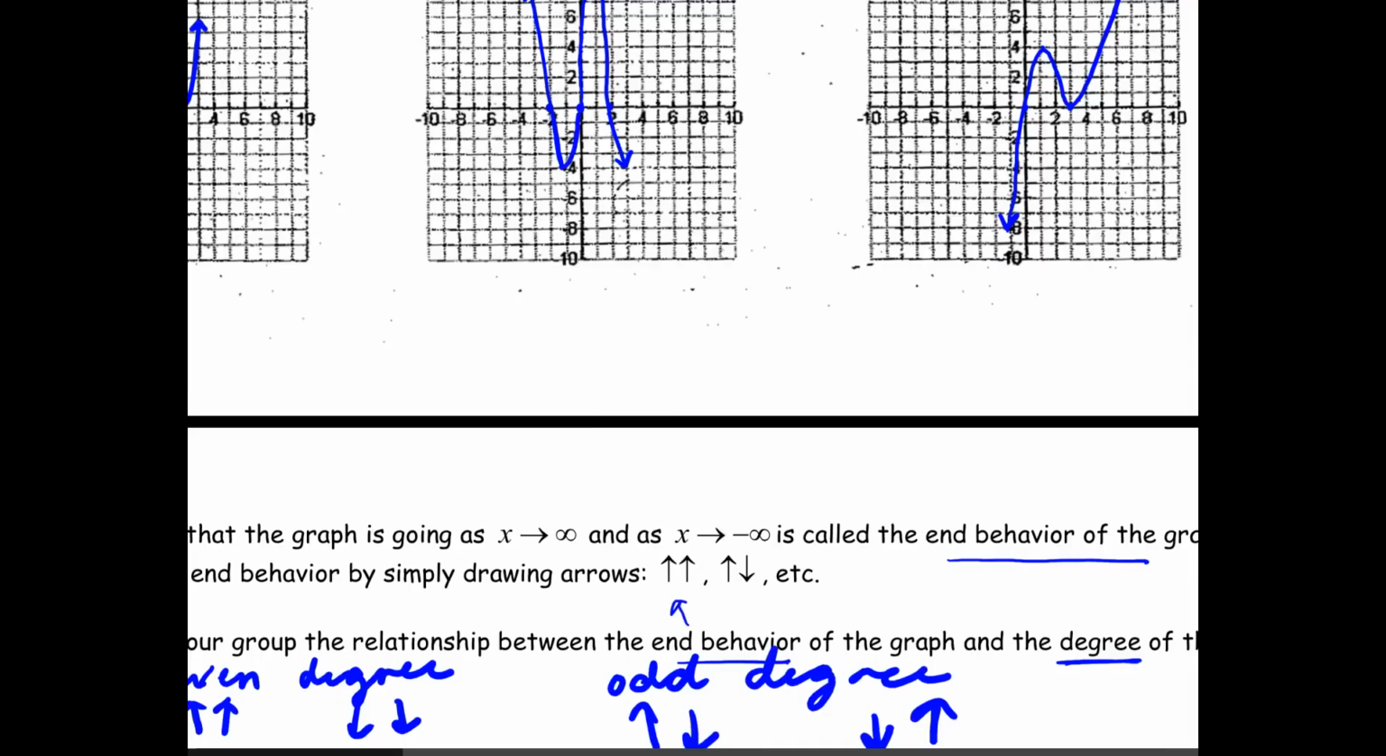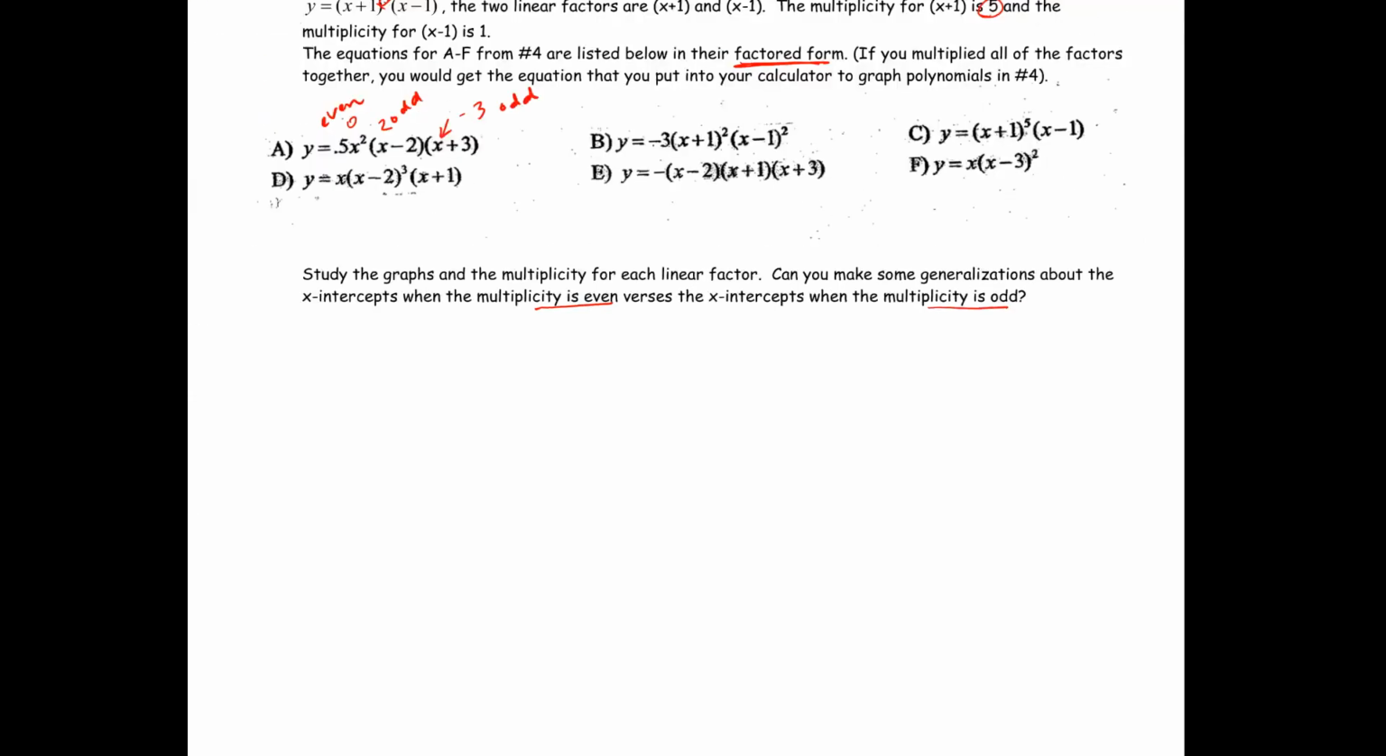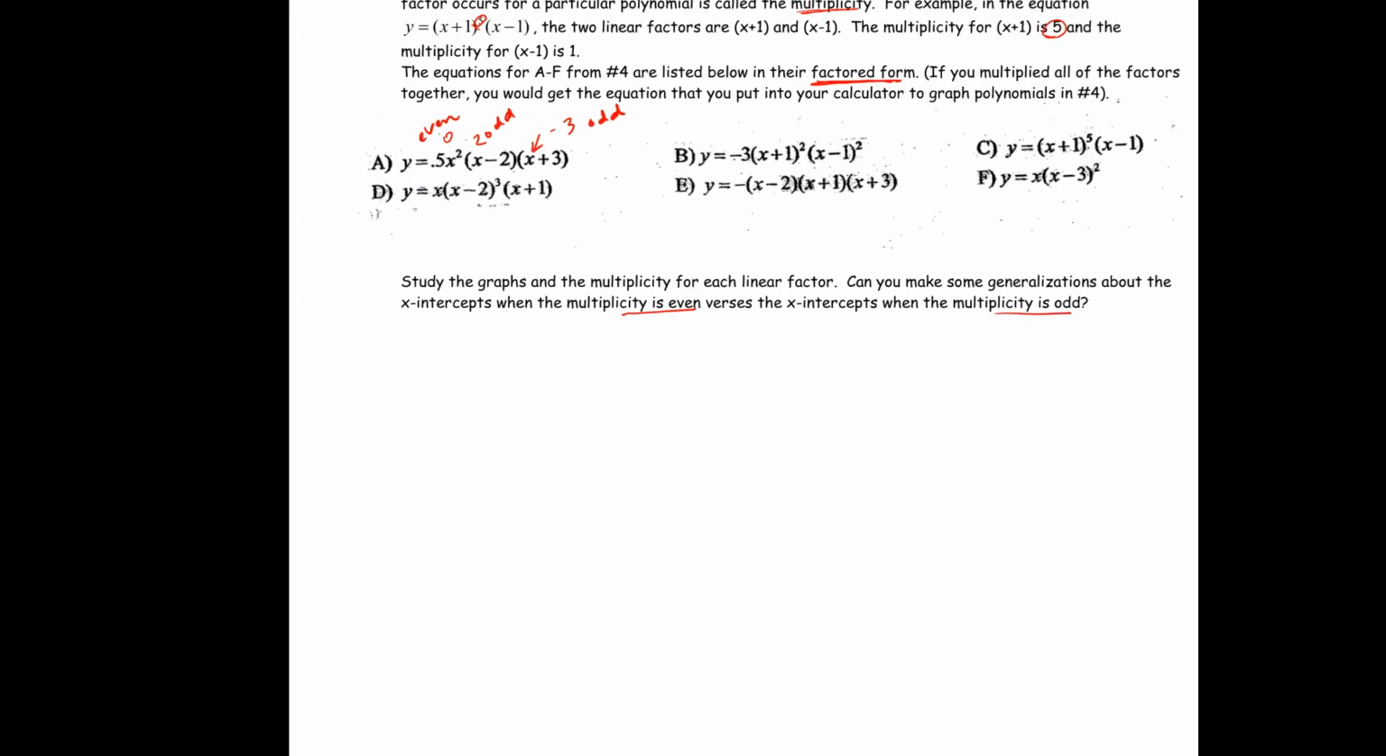So this is what I wanted you to see. Now we're going to bring it all together and see how this can help us to graph quickly. So when you're explaining this, it says, can you make some generalizations about the x-intercepts and the multiplicity is even? I like the way Jaden said it. It bounces, you could say the graph bounces off the x-axis. And the multiplicity is odd, it goes through the x-axis. Love it.